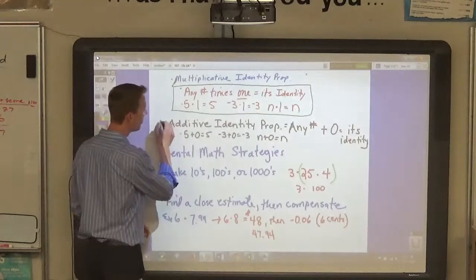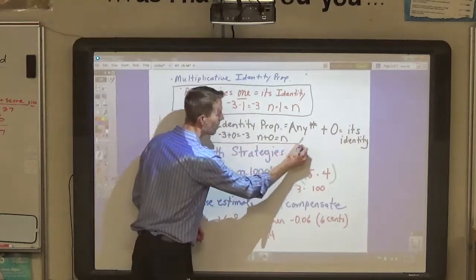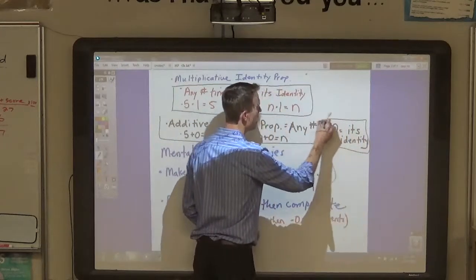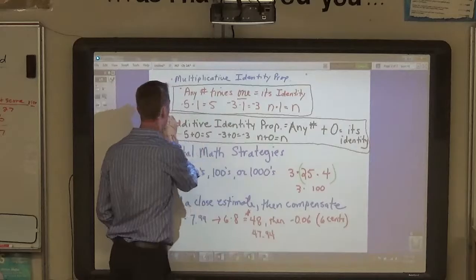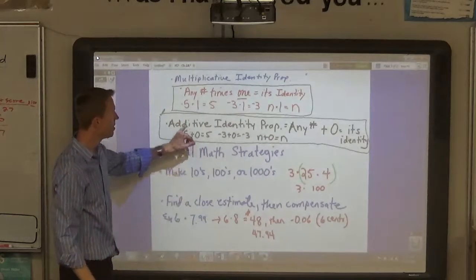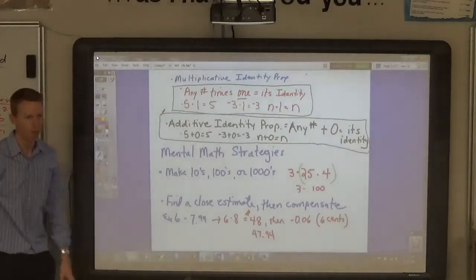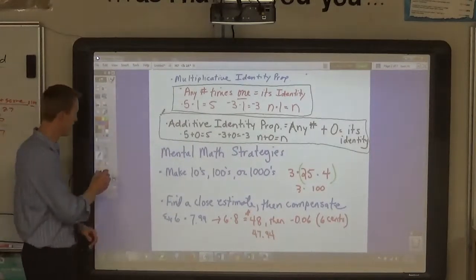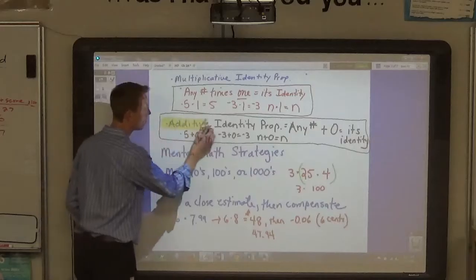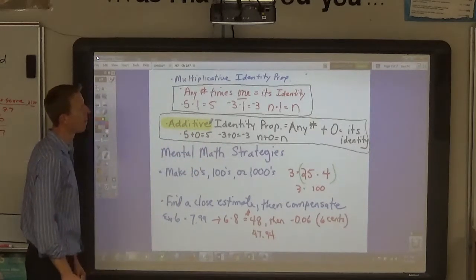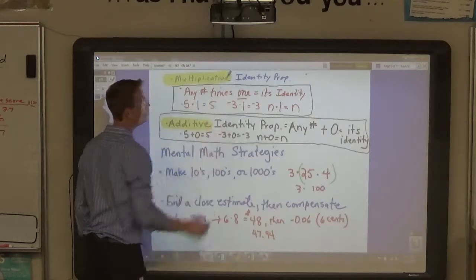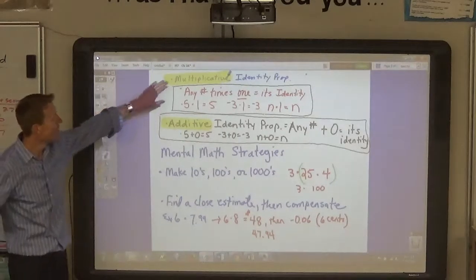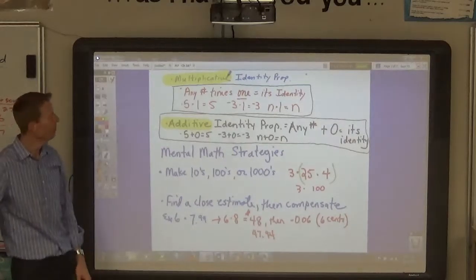And you can put this example in your notes. Any number plus 0 is its identity. That's called the identity property of addition, or the additive identity property. The word additive, right here, refers to addition. Multiplicative, which is really fun to say, refers to multiplication.